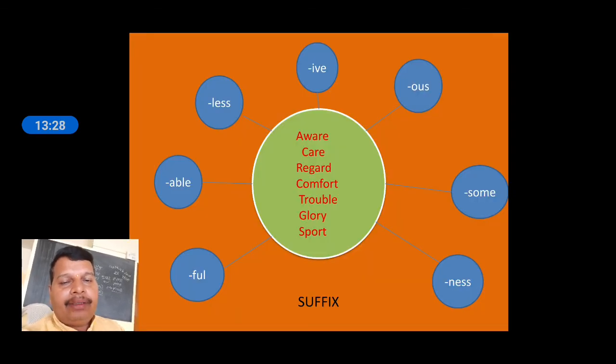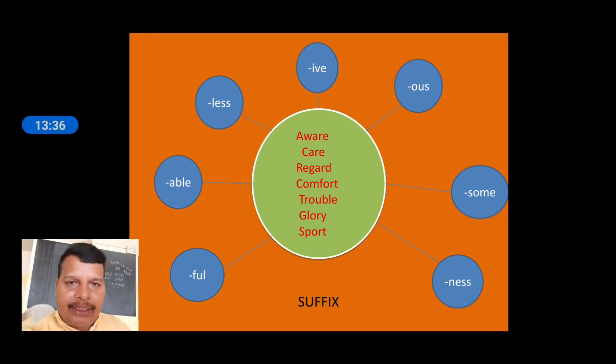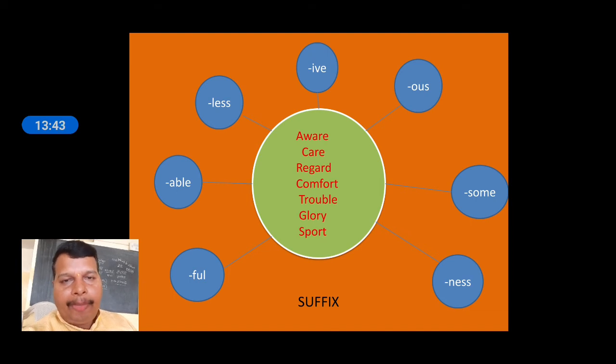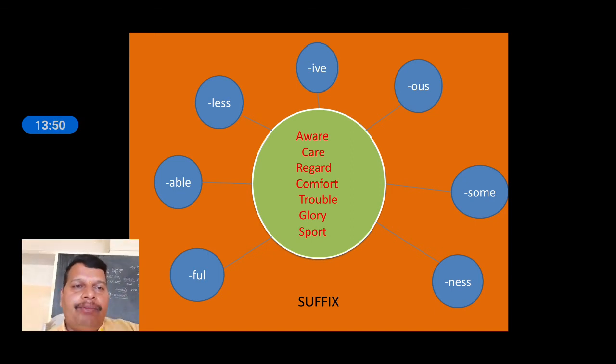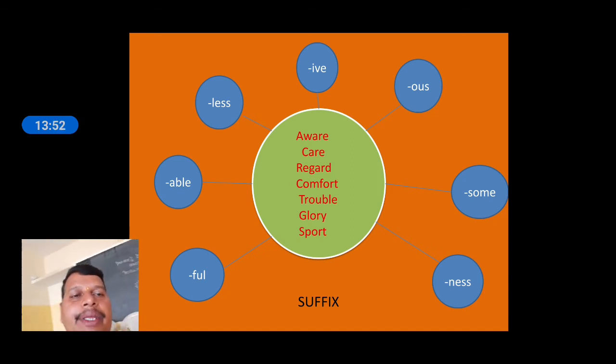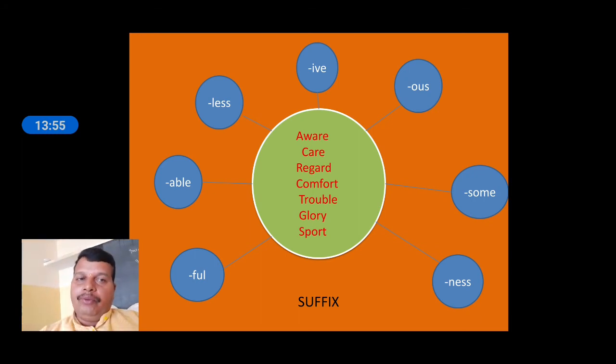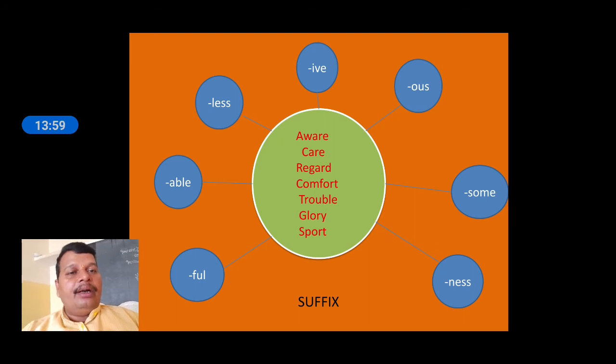Here, children, there are suffixes and prefixes. They add some words to the root word. What is added after the root word is called a suffix. What is added before the root word is called a prefix, children. Here, for example: aware, care, regard, comfort, trouble, glory, and sport. Think and make the proper suffixes, children.